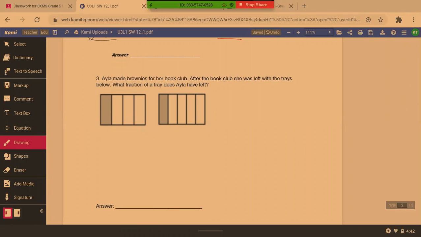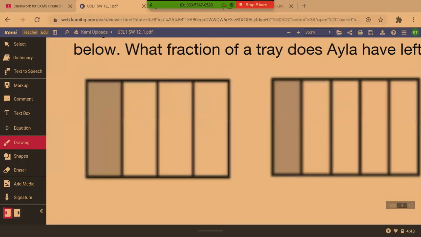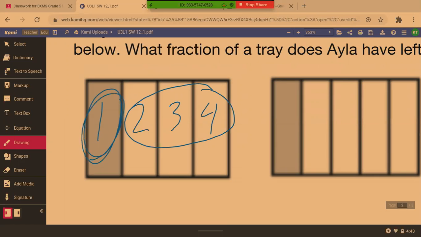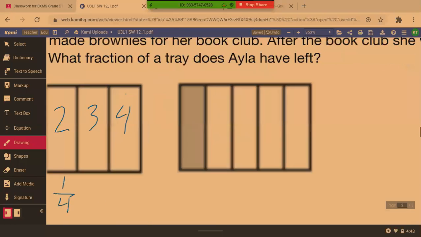Aliyah made brownies for her book club. Ooh, I wonder what book they are reading. After book club, she was left with the trays below. What fraction of the tray does Aliyah have left? So we can see that 1, 2, 3, 4. So these parts were eaten, and she's left with this much. She's left with 1 out of 4. So that's 1/4.